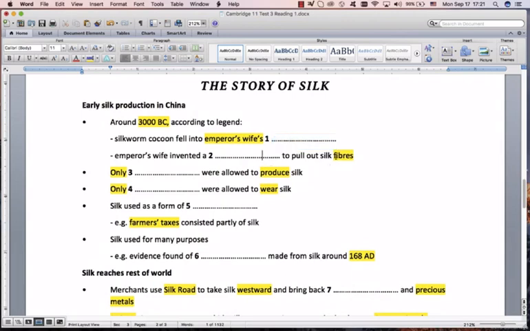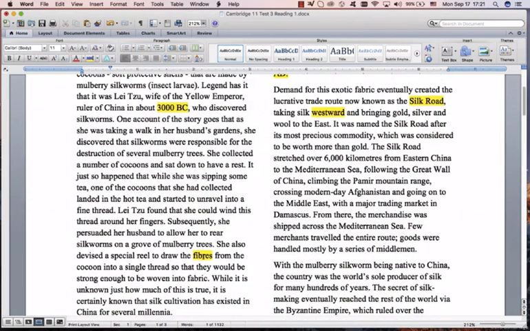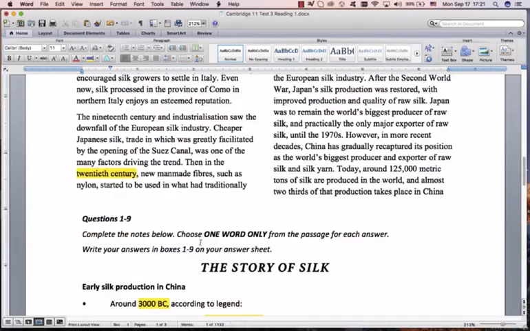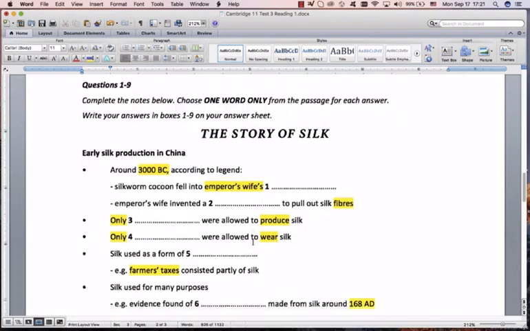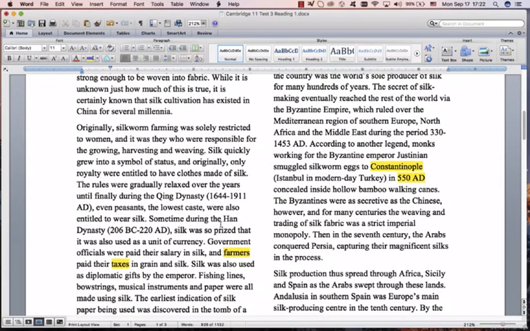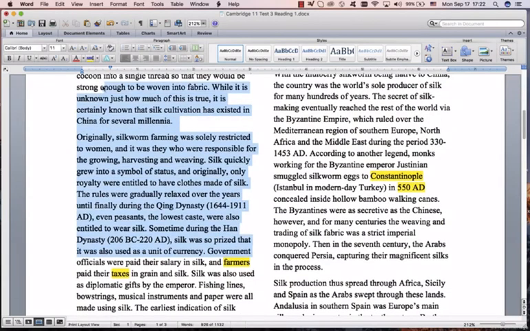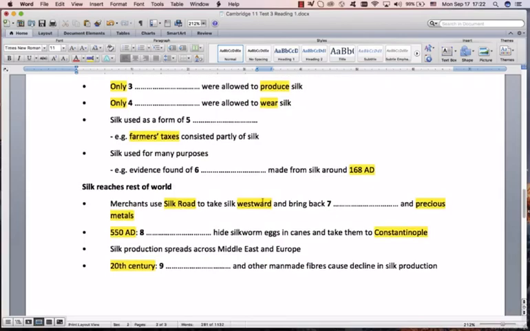I did manage to find fibers, which is quite useful. I found it over there. This only and produce only and where, I didn't really scan for them so much because they can paraphrase those, but I did find farmers' taxes. That was over there. So I know the only and all of that is over there. I'll get to that later. Then the rest was quite straightforward.